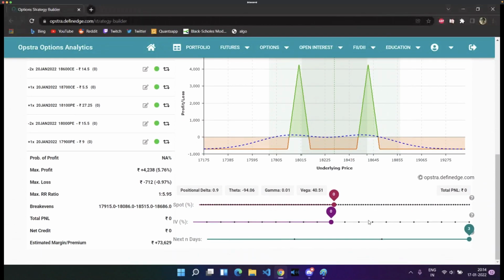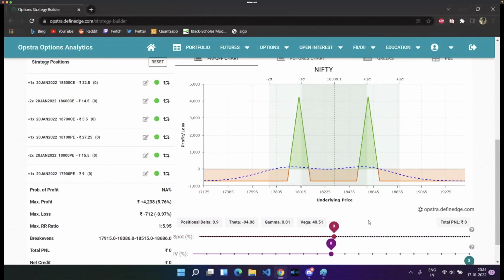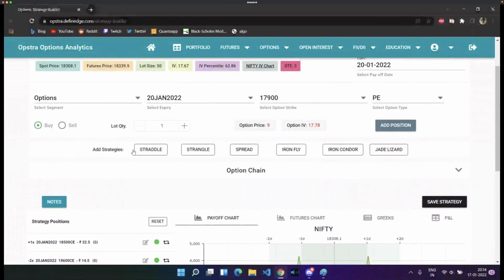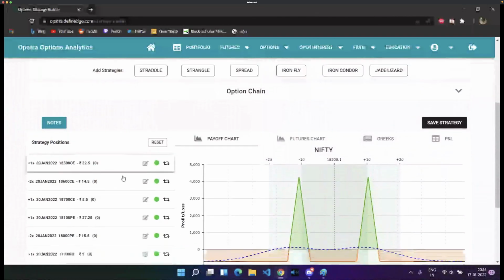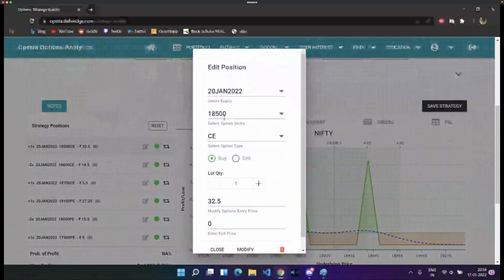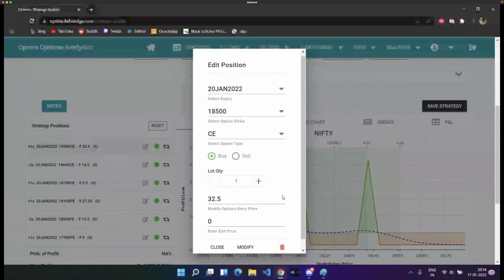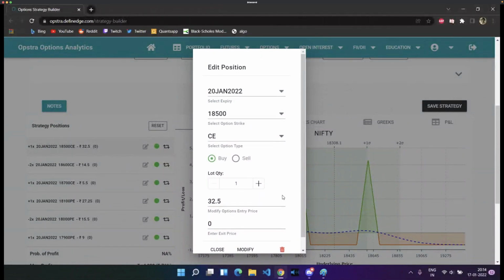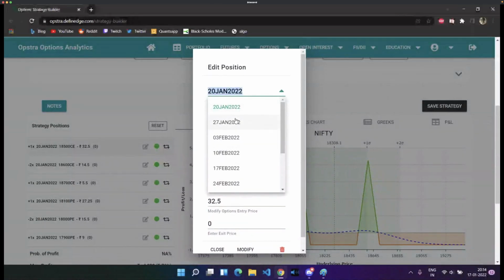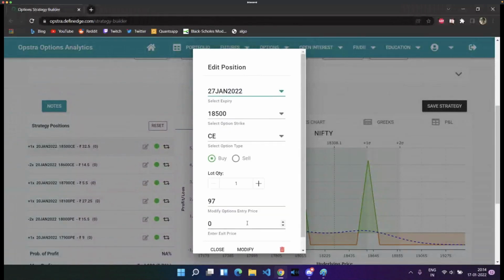So unfortunately, I can't tell you how it will look on Wednesday because today is Monday. Or maybe I can use a different expiry. Let's try. I just want to show you the impact of time to expiry. 27 Jan.